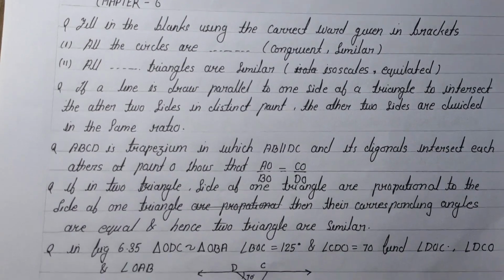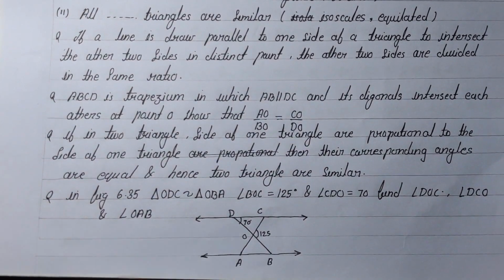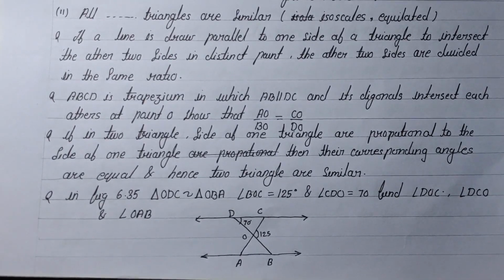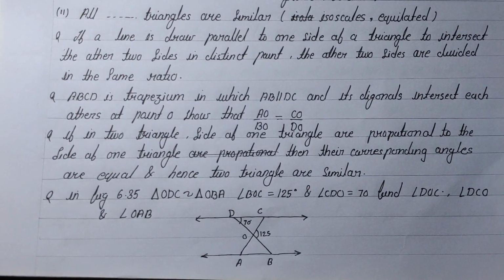Next, in the figure, triangle ODC is similar to triangle OBA, angle BOC is equal to 125 and angle CDO is equal to 70. Find angle DOC, angle DCO and angle OAB.